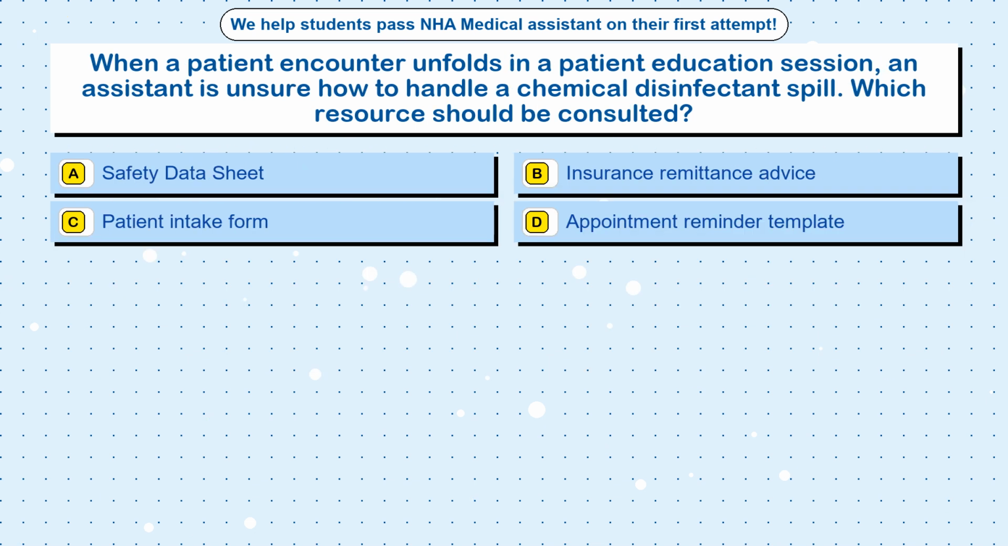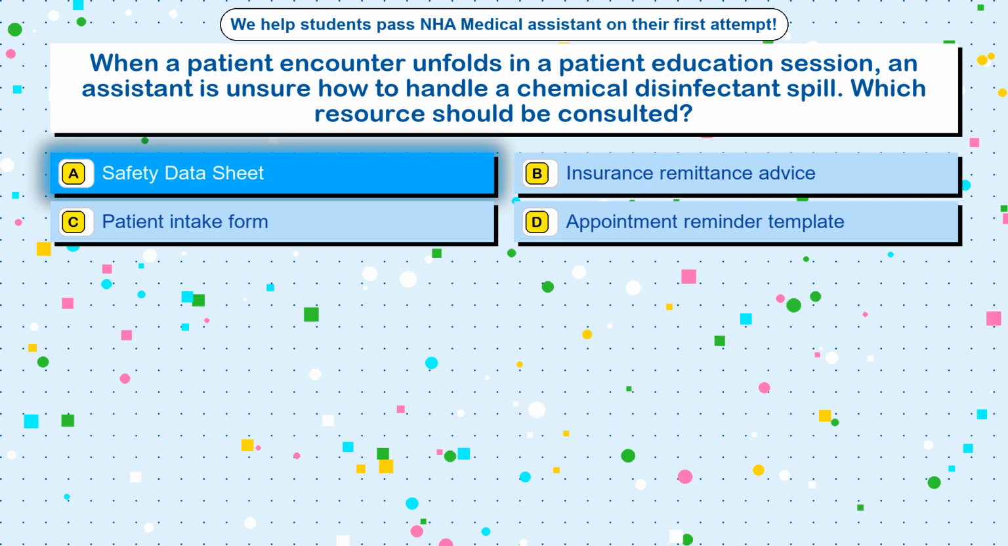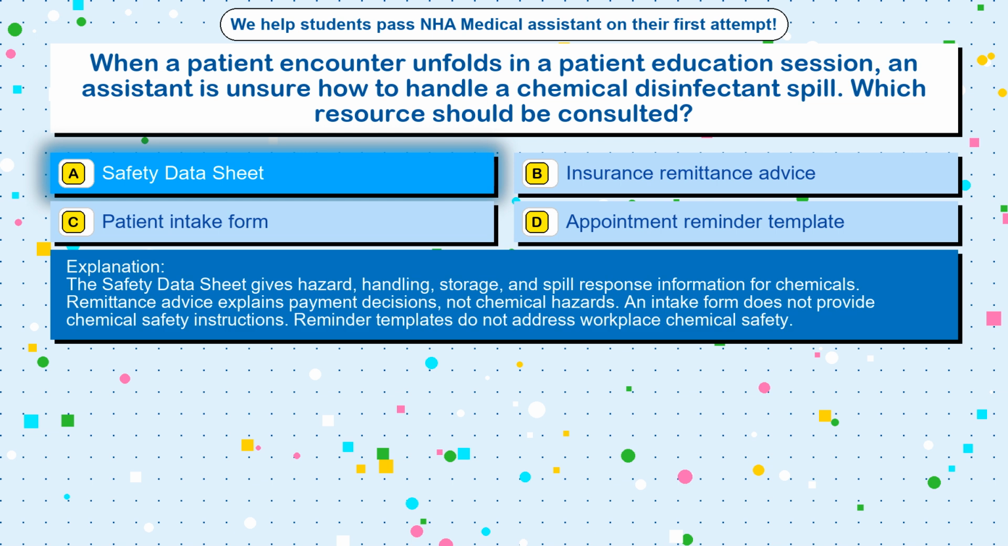Question 45. When a patient encounter unfolds in a patient education session, an assistant is unsure how to handle a chemical disinfectant spill. Which resource should be consulted? Option A. Safety data sheet. Option B. Insurance remittance advice. Option C. Patient intake form. Option D. Appointment reminder template. The correct answer is option A. Safety data sheet. The safety data sheet gives hazard, handling, storage, and spill response information for chemicals.